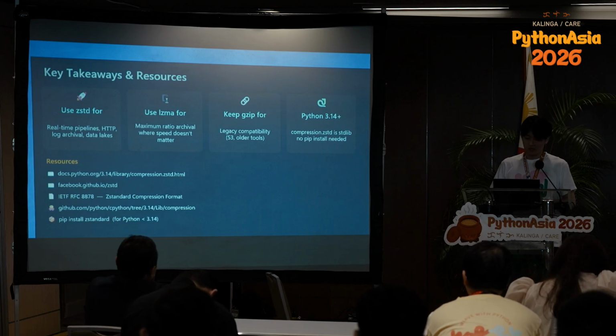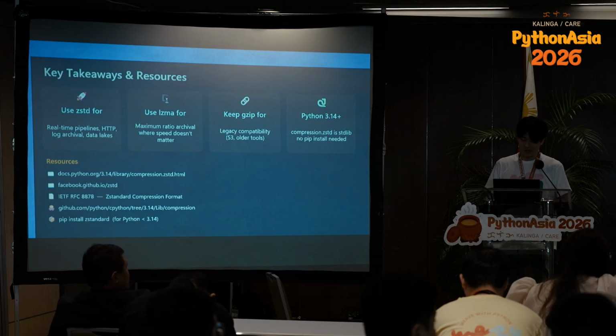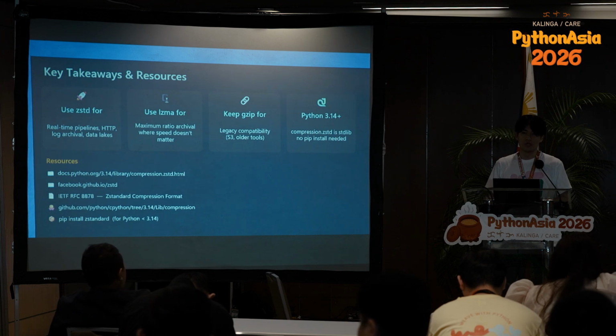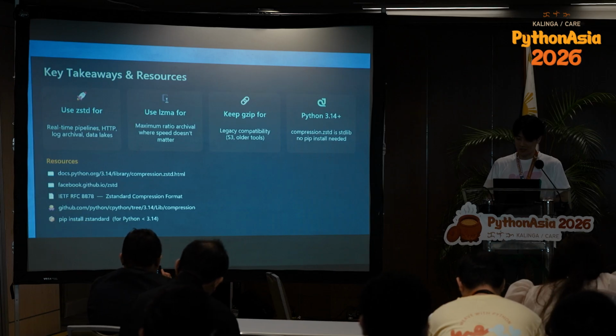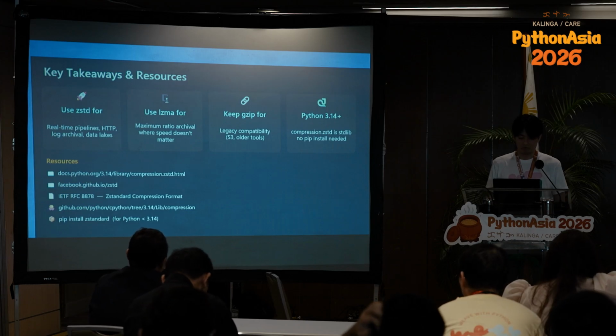From Python 3.14, compression.zstd is part of the standard library, so the pip install command is not needed to use Zstandard. That's the end of the session. Let's use Zstandard if you are not already using it. Thank you very much for listening.